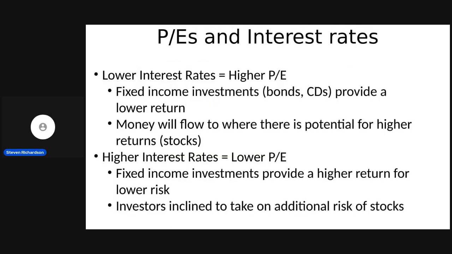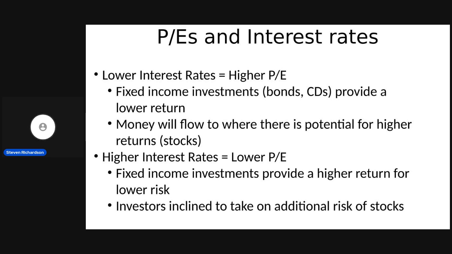Okay, price earnings ratios and interest rates. Lower interest rates equals higher PEs. That's because fixed income investments, bonds, provide a lower return. So people put their money in stocks. Money will flow to where there's potential for higher returns, which is stocks. Higher interest rates equals a lower price earnings ratio.